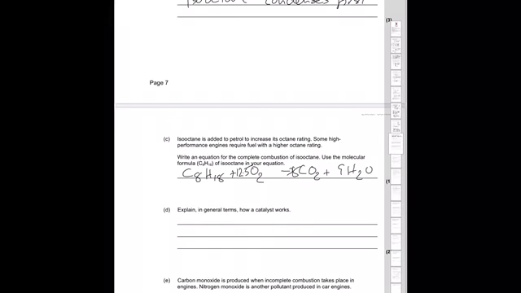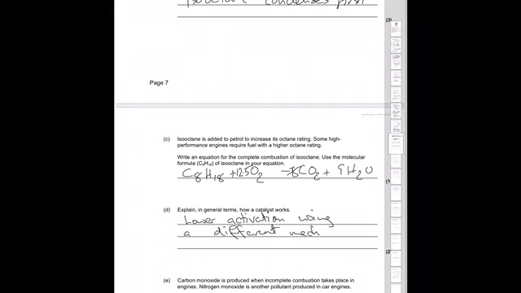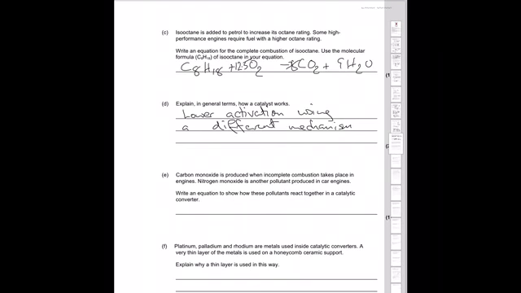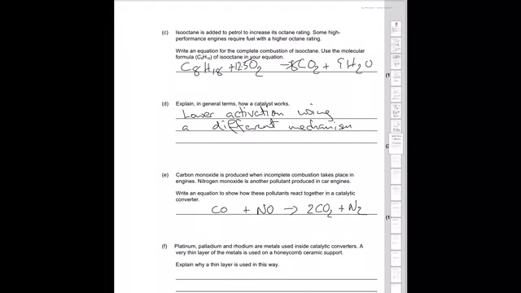Right, it says here, explain in general terms how a catalyst works. Well, it provides an alternative mechanism with a lower activation energy. So a lower activation energy using a different mechanism. That's how it works. 1 mark for each point. Carbon monoxide is produced when incomplete combustion has taken place in the engine. Nitrogen monoxide is another pollutant produced in car engines. Write an equation to show how these pollutants react in the catalytic converter. So you want something safe, so you want CO2 and you want N2 there.